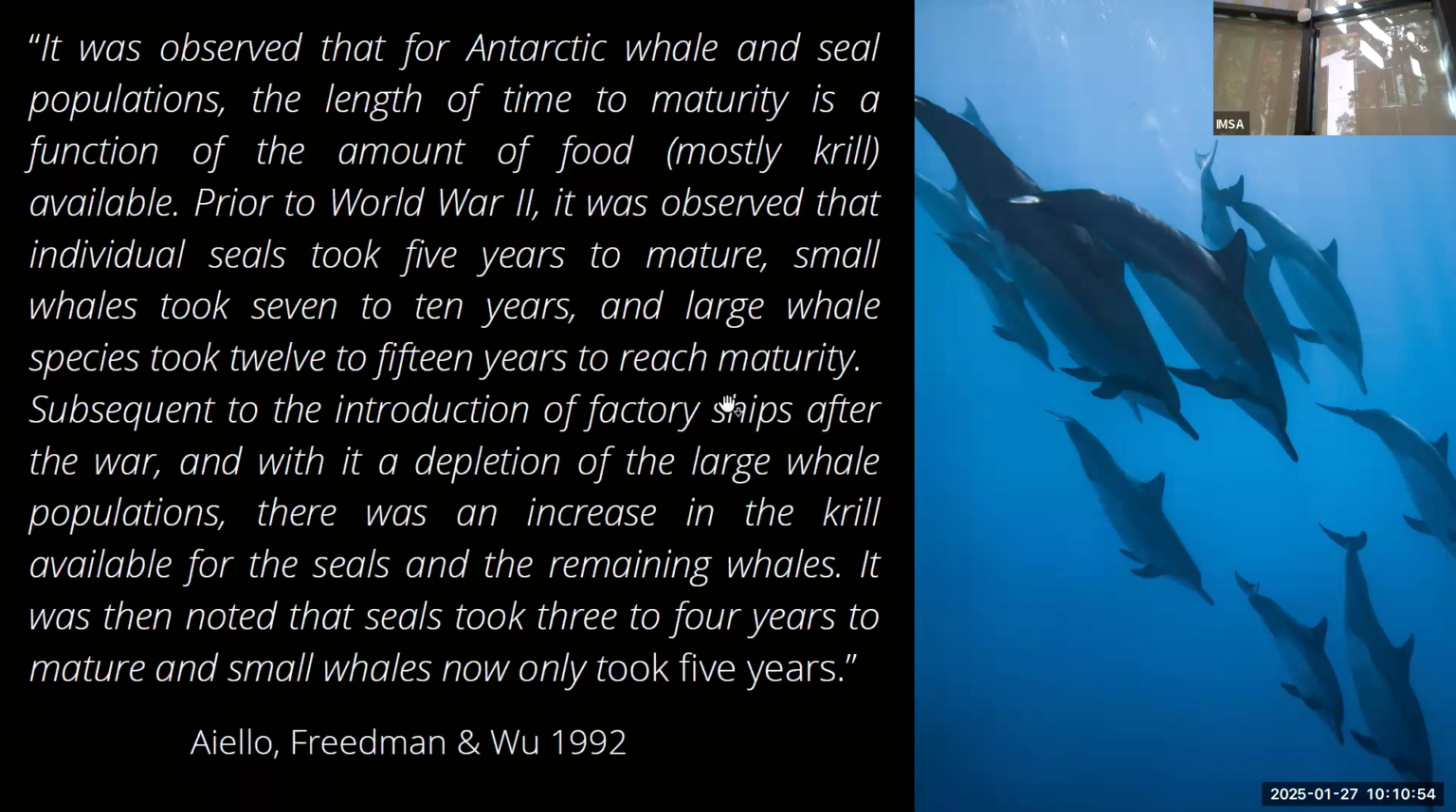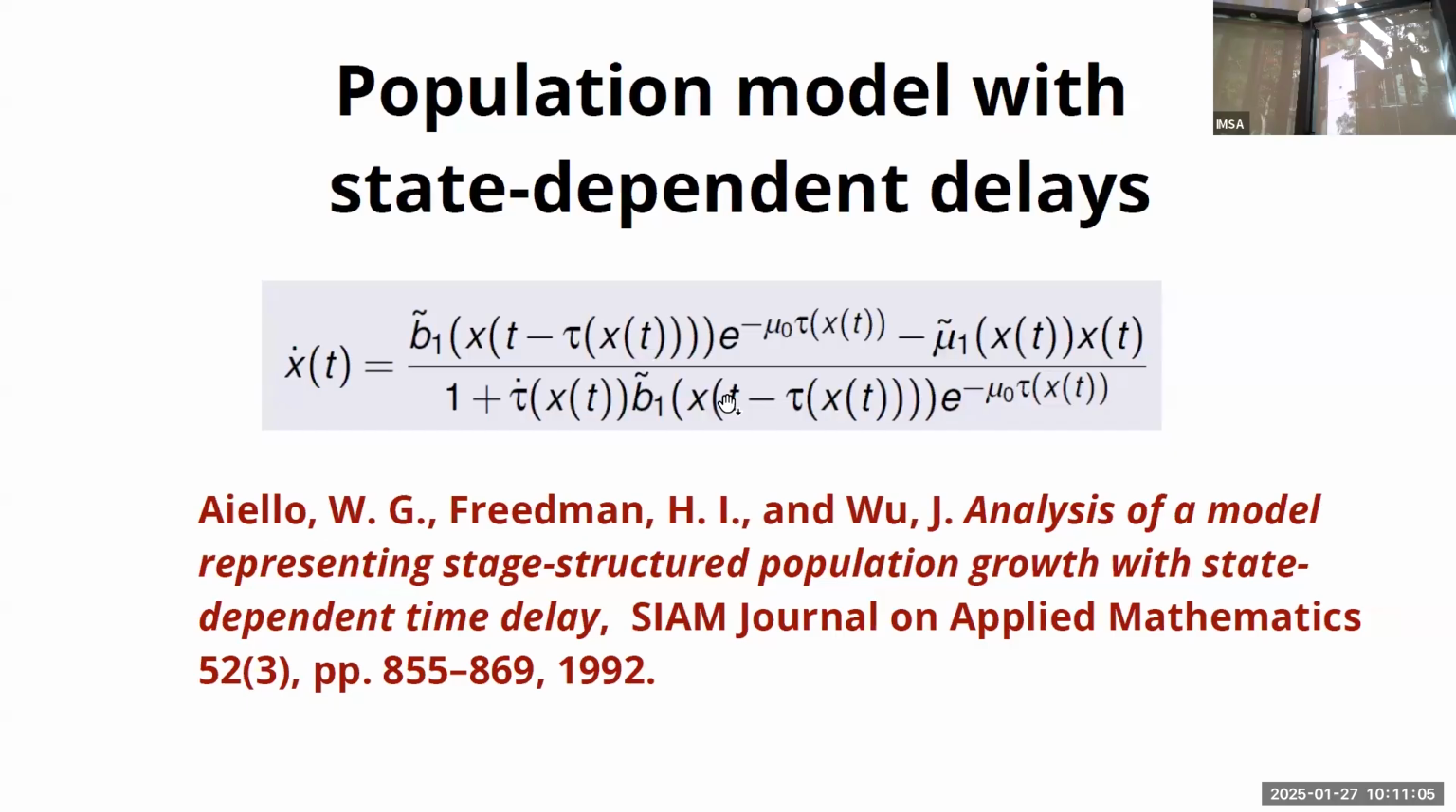Here they observed some populations of seals and whales, and realized that the time between birth and the maturation process was not constant. So they brought this model that you can see here, where now tau is a function of the state. So our delay is now a state-dependent delay.